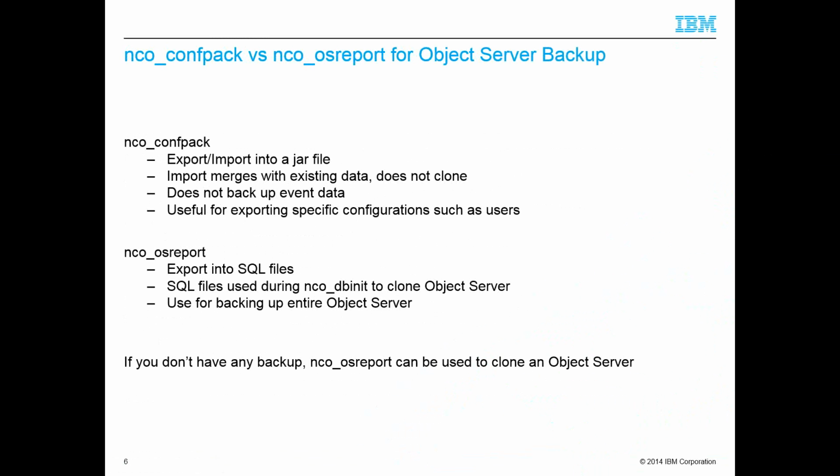NCO Compact is useful for exporting specific configurations. So if you want to export something in particular, like all of your users, so that you have a backup of all of your users, you can do that very easily through NCO Compact. It's really useful for that.